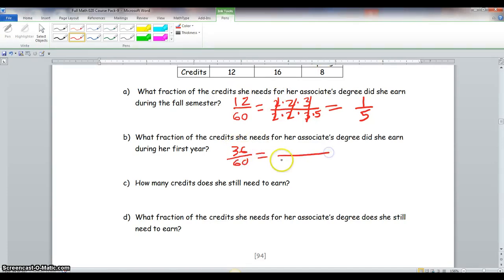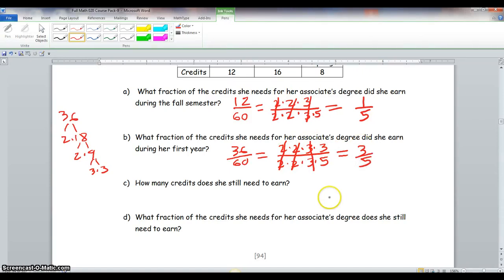Now we know the prime factorization of 60 is 2 2's, a 3, and a 5. Now for our numerator, the 36, I don't think we did the prime factorization of 36. So that's 2 and 18, this is 2 and 9, and this is 3 and 3. So we had 2 2's and 2 3's. Now, these two sets of 2's simplify out, and 1 set of 3's. So this would be 3/5.